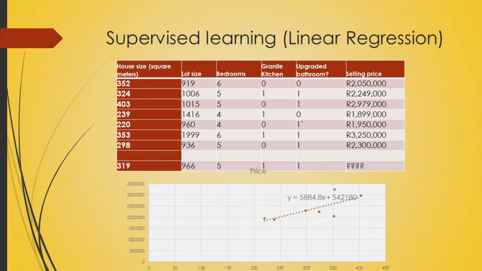Similarly, I've got other sizes and the selling price of that one. Now in this one, what I'm trying to do is predict, for example, if you look at the last row there, what would be the price of a house that is 319 square meters, the lot size is 966, and it has 5 bedrooms, the kitchen has been updated, the bathroom has been updated. So what would be the price of this?